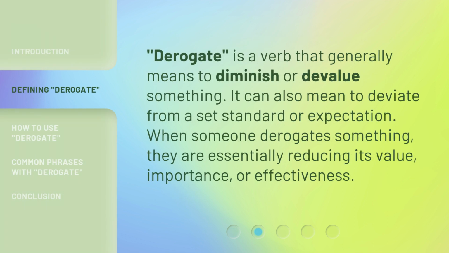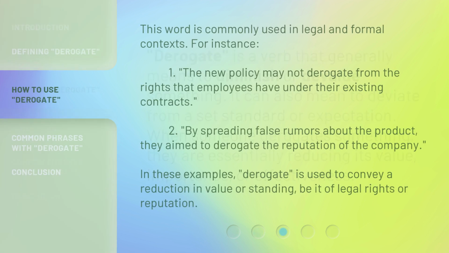Derogate is a verb that generally means to diminish or devalue something. It can also mean to deviate from a set standard or expectation. When someone derogates something, they are essentially reducing its value, importance, or effectiveness. This word is commonly used in legal and formal contexts.